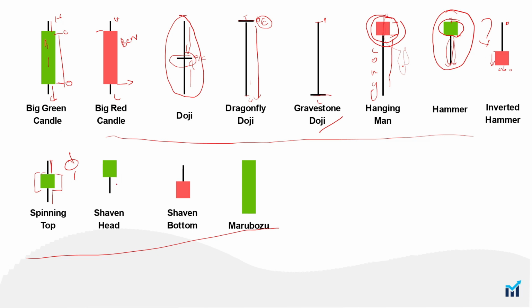All right. So shaven head is basically, it has the same body as much as the same tail. So we call this shaven head. It has the same body and the same tail. Shaven bottom has the same body and the same tail in an inverted way.